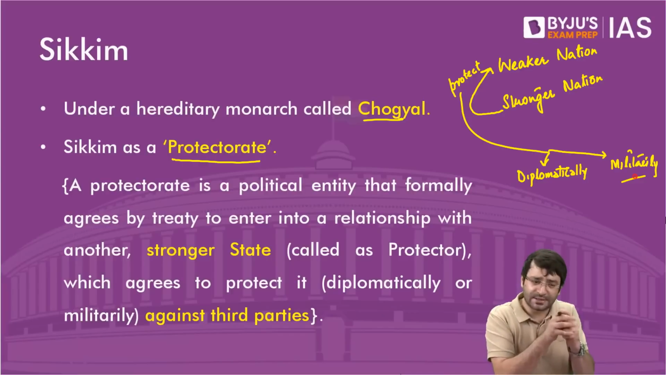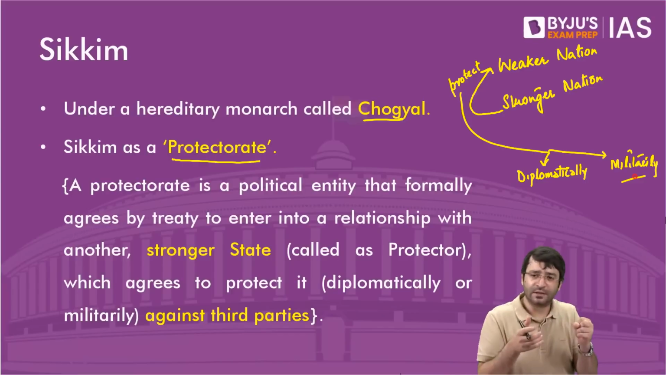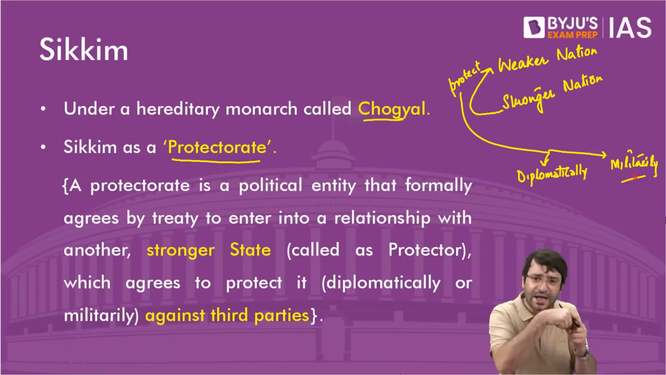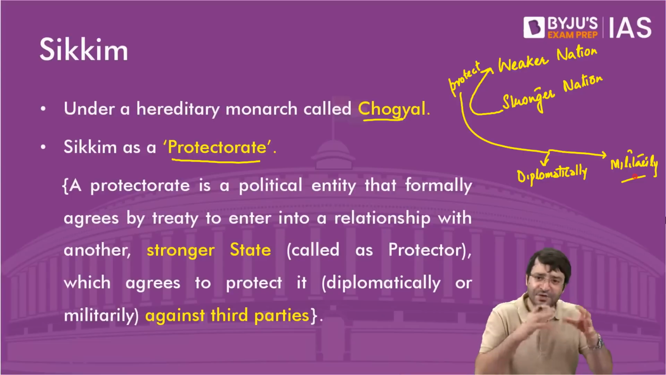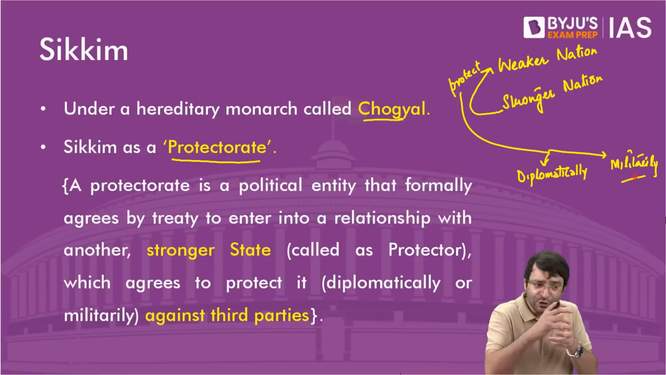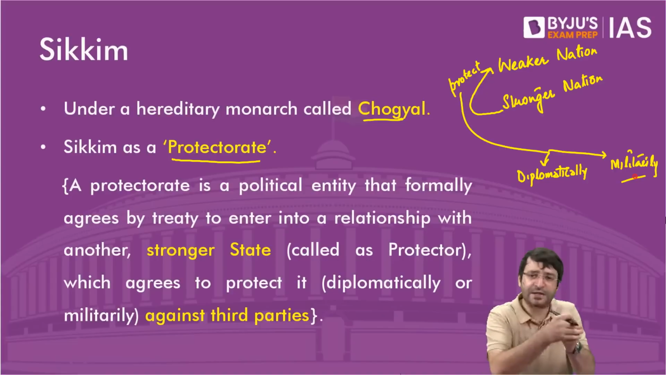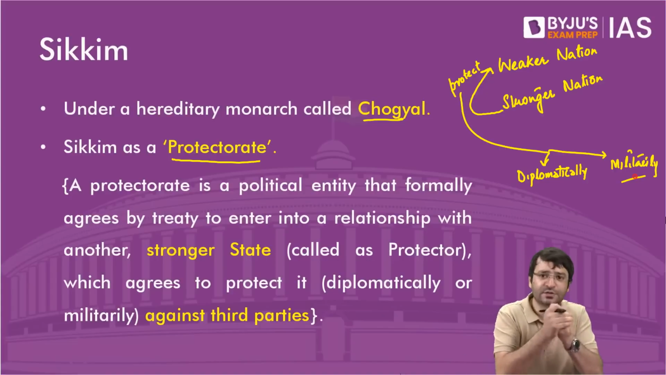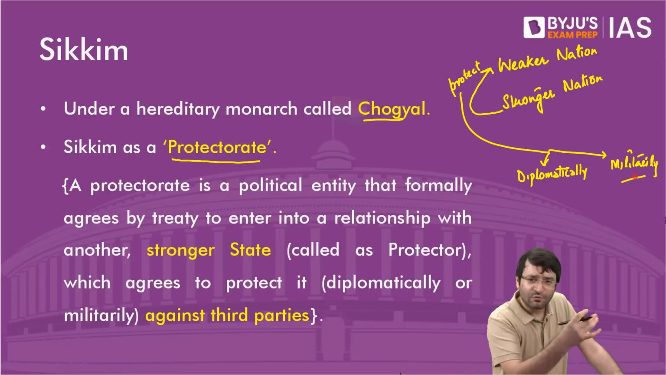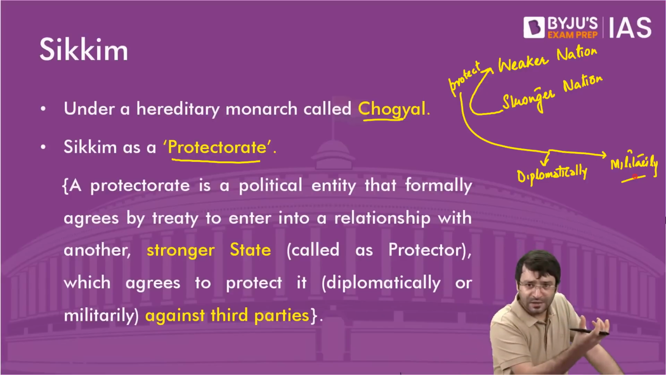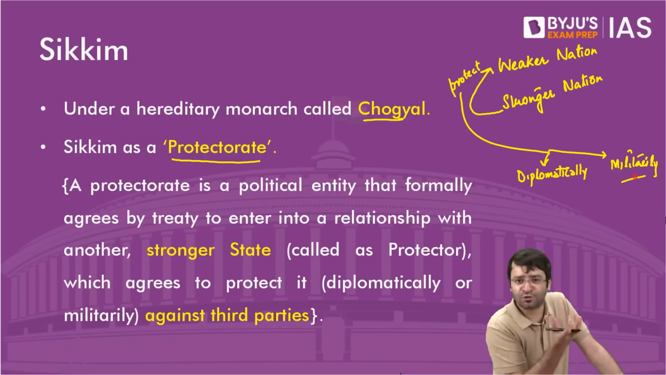How will it protect it? Diplomatically or militarily. How militarily? If somebody attacks Sikkim, India will come to its rescue. If in the United Nations, for example, other countries decide to impose sanctions on Sikkim, diplomatically we will engage with the UN, engage with other countries, and try to protect Sikkim and the interests of Sikkim. So long story short, Sikkim was an independent monarchy ruled by the institution known as Chogyal.